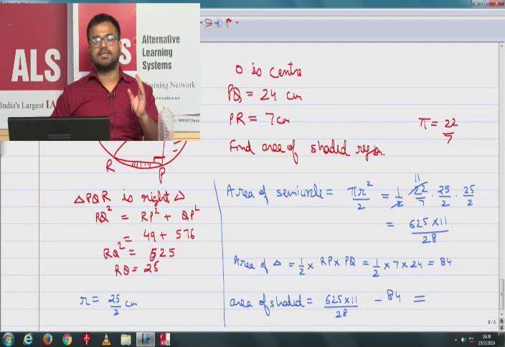So three things are checked over here. First, you should know the theorem from the 9th class that angle in a semicircle is 90 degrees. Second, you should know how to solve Pythagoras. Third, you should know how to do the calculation for semicircle minus triangle area.